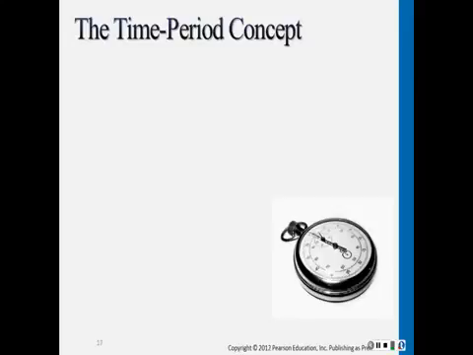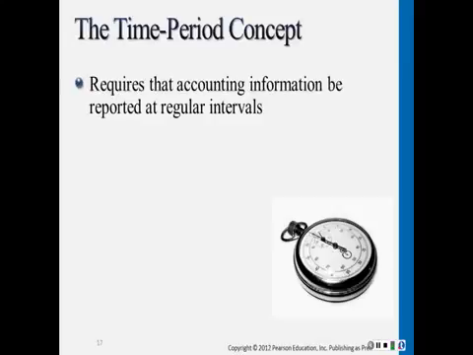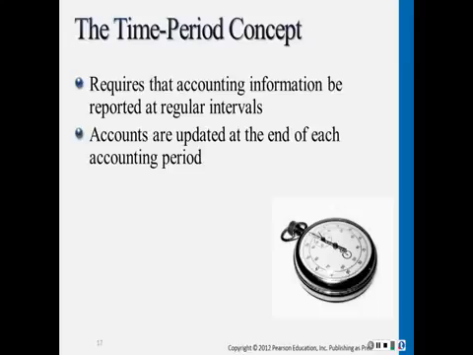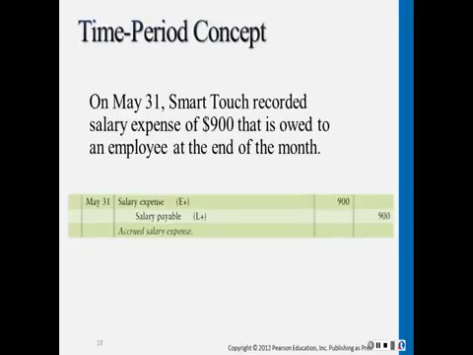Owners need periodic reports on their businesses. The time period concept requires that information is reported at least annually. Often companies report more than annually. To measure income, companies update their accounts at the end of the period, usually monthly. Let's look at Smart Touch for an example.